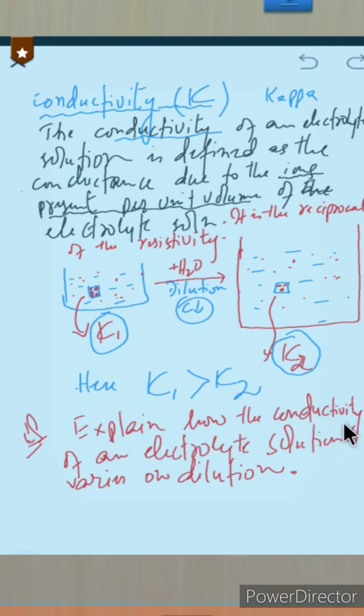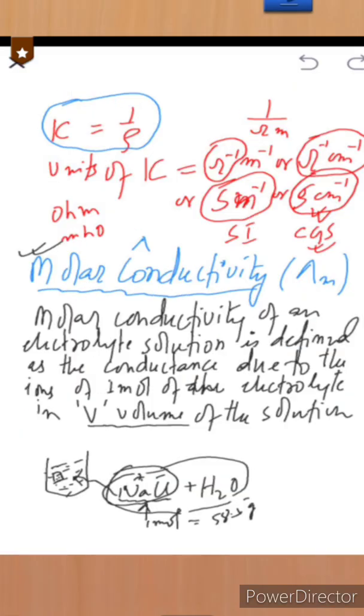So this is the question here. Explain how the conductivity of an electrolyte solution varies on dilution. Dilution means decreasing concentration. The answer to this question is that conductivity decreases on dilution. It is because the number of ions present per unit volume decreases on dilution, since the volume increases, and hence conductivity decreases. Okay, so let me go to the next slide.